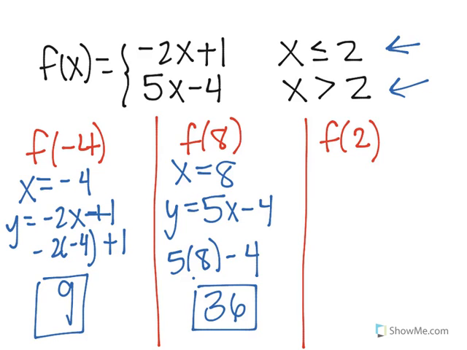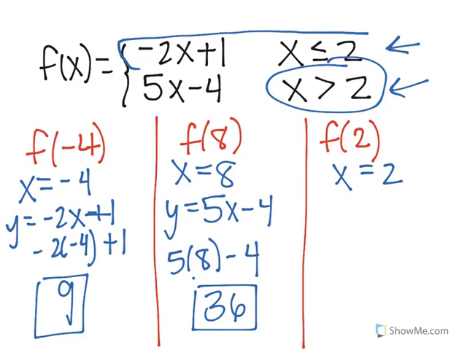Alright, now the tricky part, x equals 2. Which one of these is true for x equals 2? Well, the second one is x is greater than 2. That means anything bigger than 2, but it doesn't include 2 itself. The only one that can say x equals 2 is this first one. So we're going to plug it into this first one.